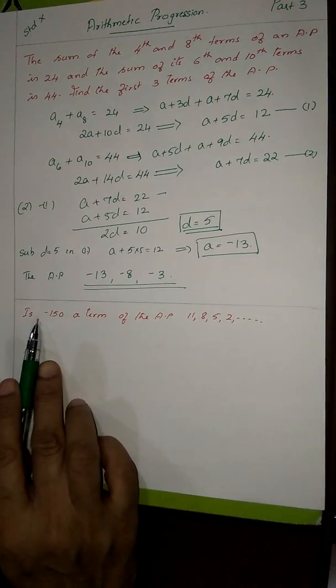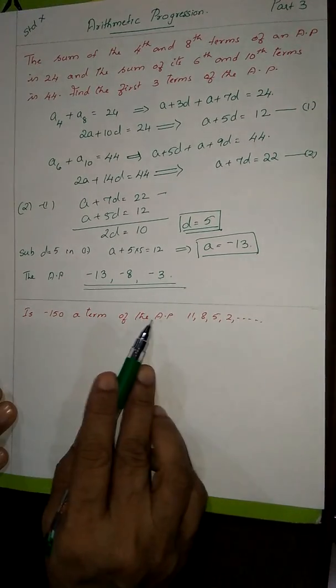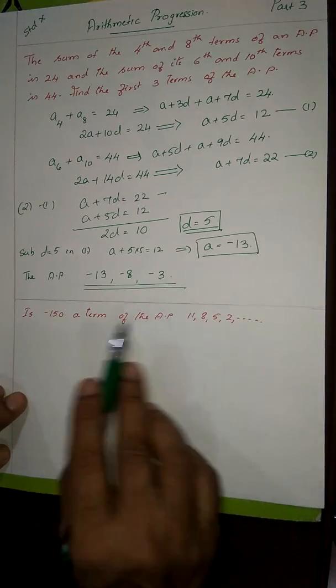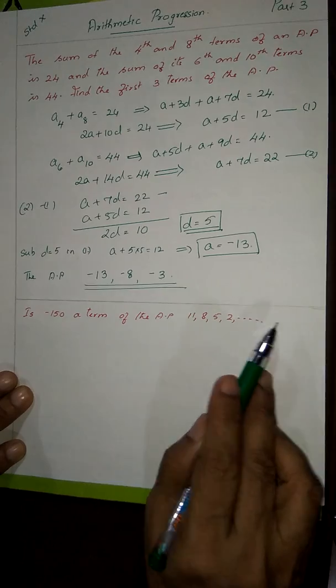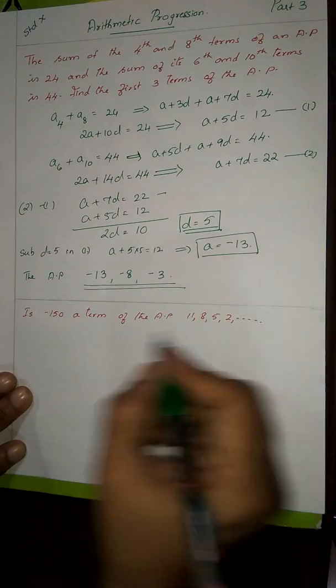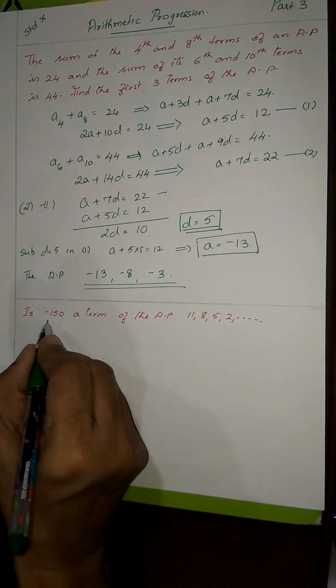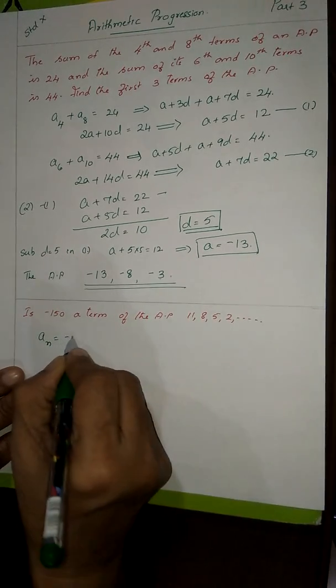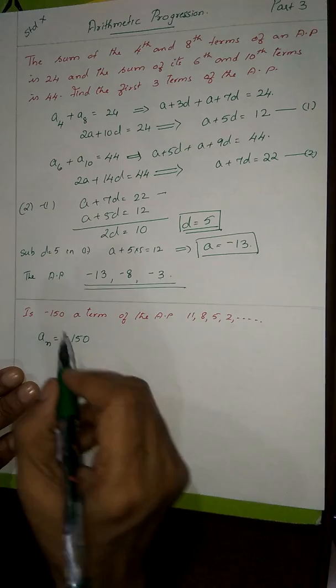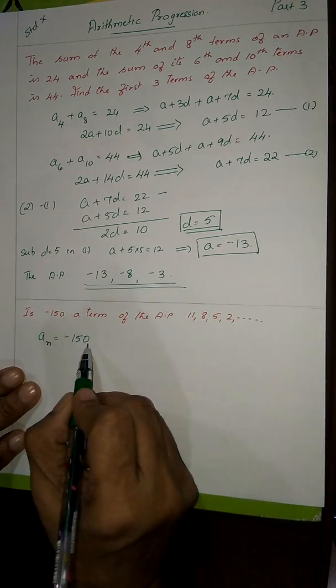Is 100 and minus 150 a term of the AP? So we have to see whether minus 150 is a term in this AP. So let us assume this is a term. So An is equal to minus 150. So we will find out what is n in this.